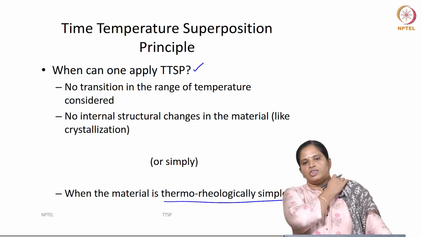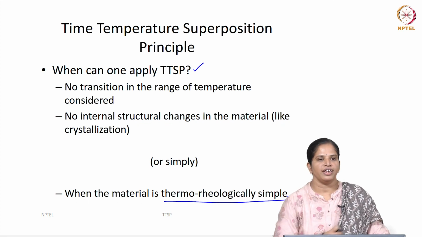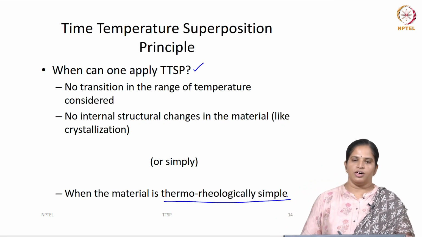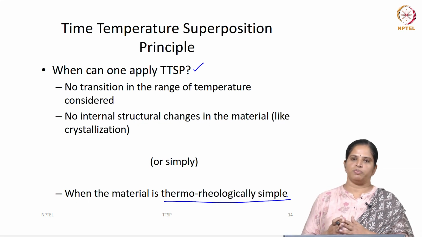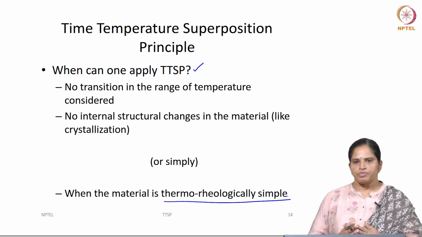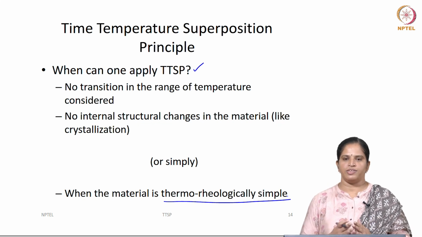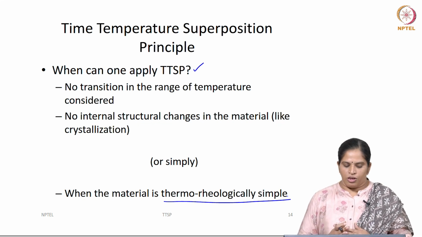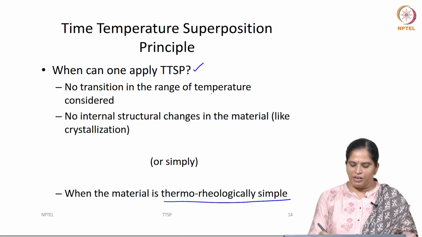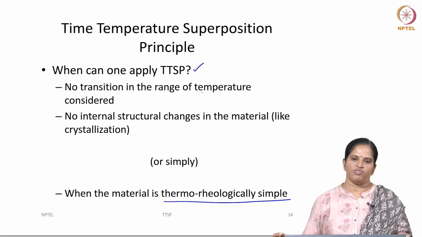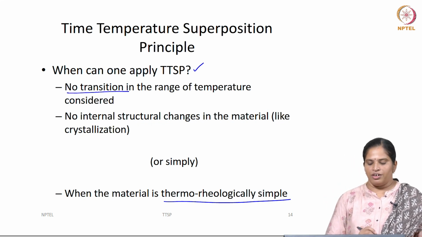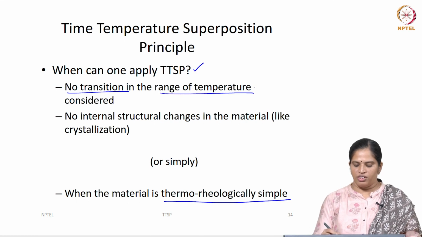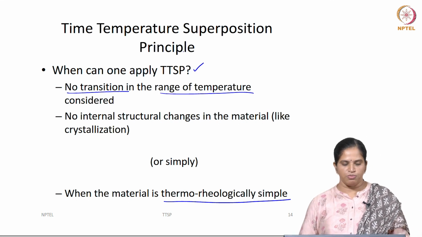What is thermorheologically simple? Let me define it in terms of a relaxation modulus or a relaxation time. If a material at two different temperatures exhibits the same relaxation process, we can call the material thermorheologically simple at both temperatures. Or otherwise, there should not be any transition when you move across different temperatures. So, if there is no transition in the range of temperature we are looking at, then we can apply the time temperature superposition principle.